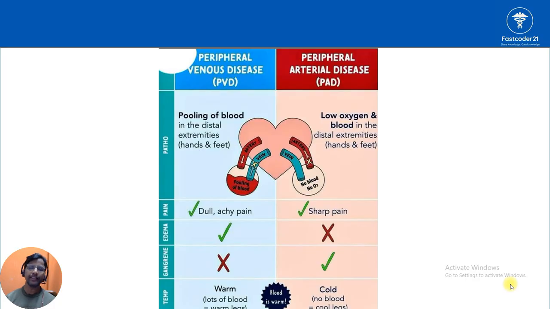In peripheral venous disease, you don't encounter gangrene, whereas in peripheral arterial disease, you will encounter gangrene. Even we have variation between temperature related to PVD and PAD. In PVD, you feel the limb is very warm due to pooling of the blood, whereas in peripheral arterial disease, you will see it as very cold as there is no blood or blood quantity is very less.